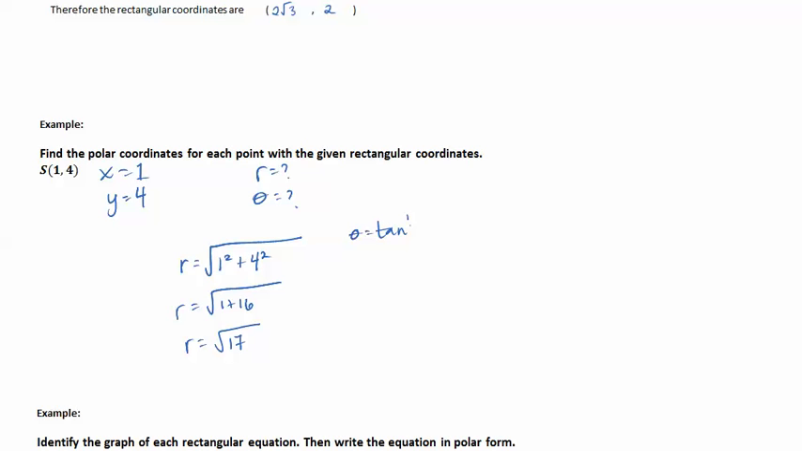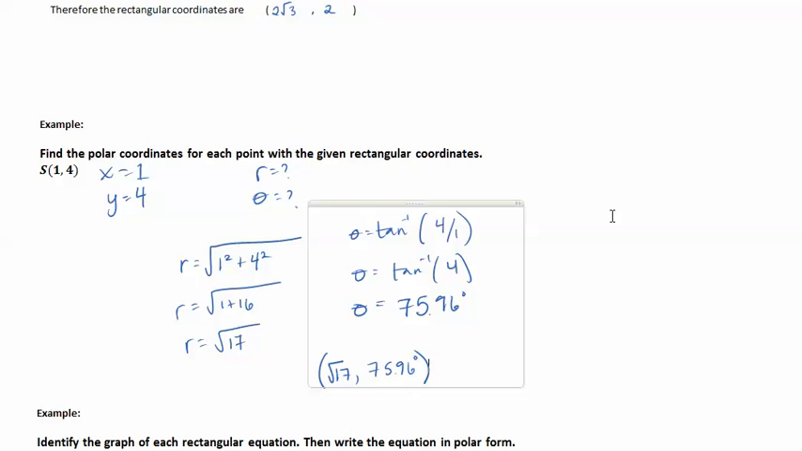Theta equals inverse tangent of 4 over 1. So theta equals inverse tangent just of 4, which we just plug into our calculator. We get theta equals about 75.96 degrees. So to write this now in polar form, we would just do radical 17 and comma 75.96 degrees. So that's how you would switch from one to the other.